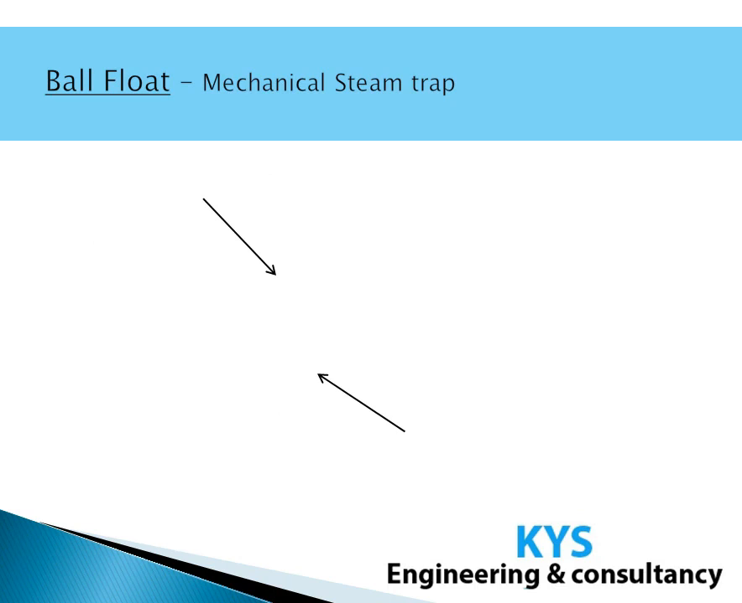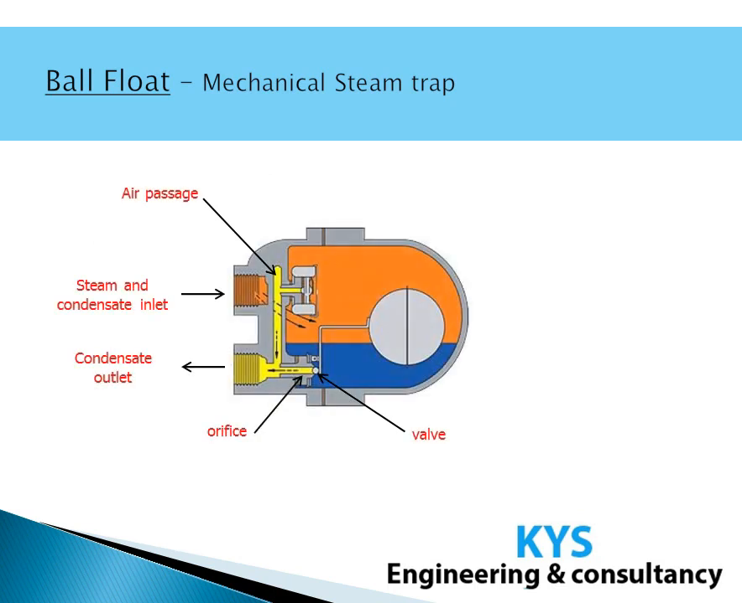Ball float mechanical steam trap. In the ball float type, there is a ball float which is attached to a valve. This ball float rises up and opens the valve once the condensate is filled up to a certain level. There is a thermostatic element which releases the air and non-condensable gases at startup.